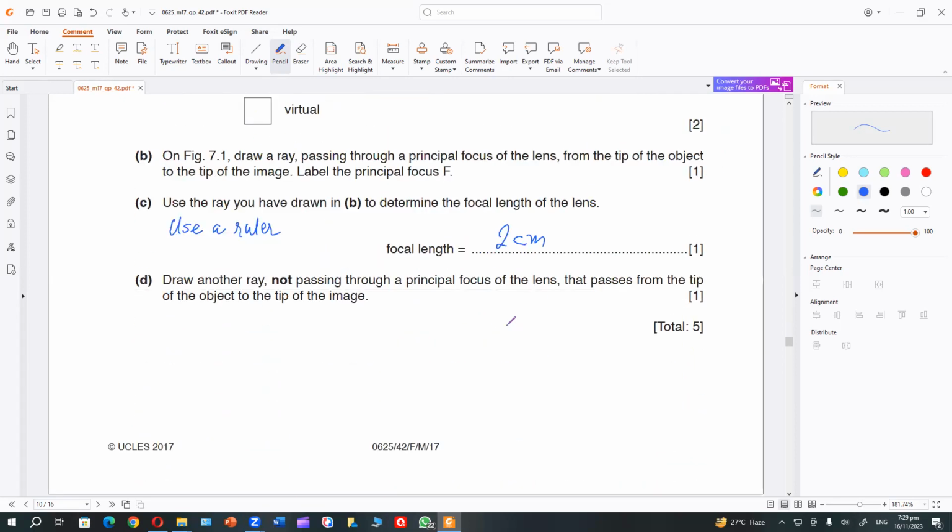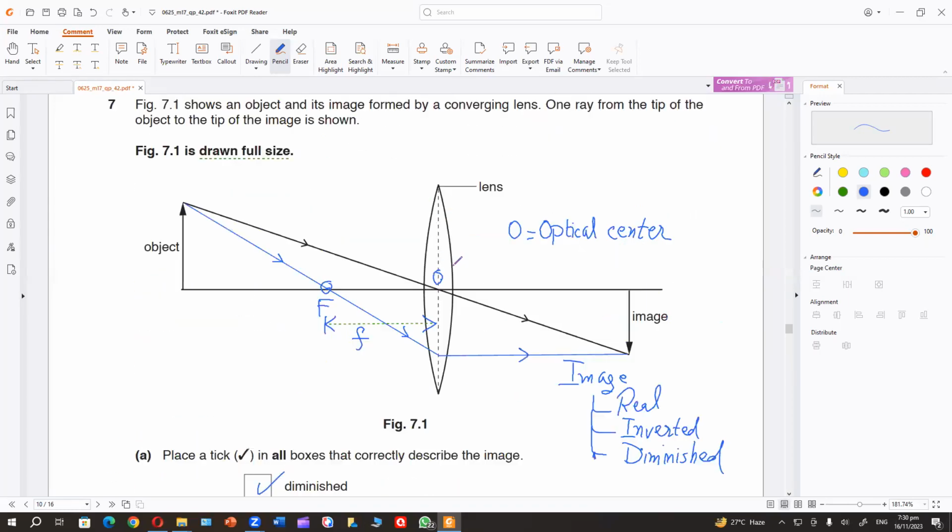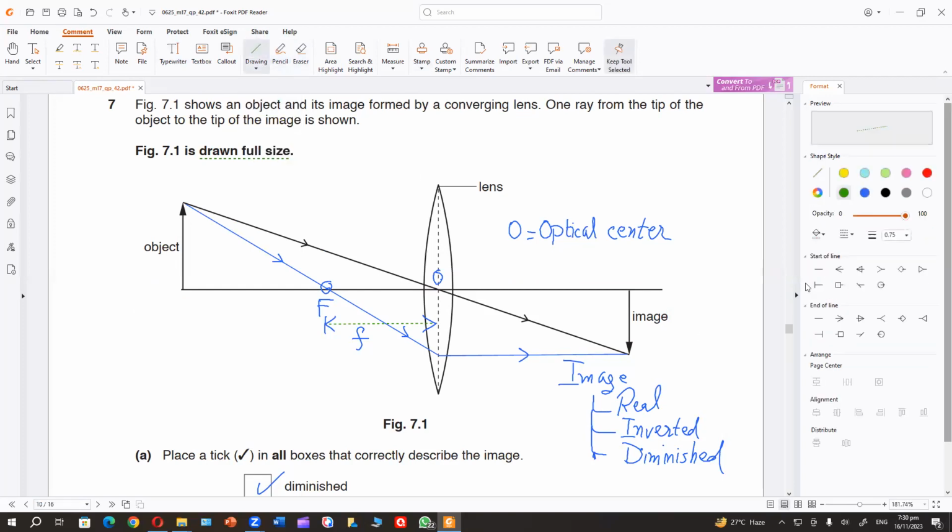Can you now respond? Draw another ray not passing through the principal focus. Principal focus means in this chapter capital F of the lens that passes from the tip of the object to the tip of the image. So any ray can be made. There is no specification by the examiner. We can even make the ray we made first.